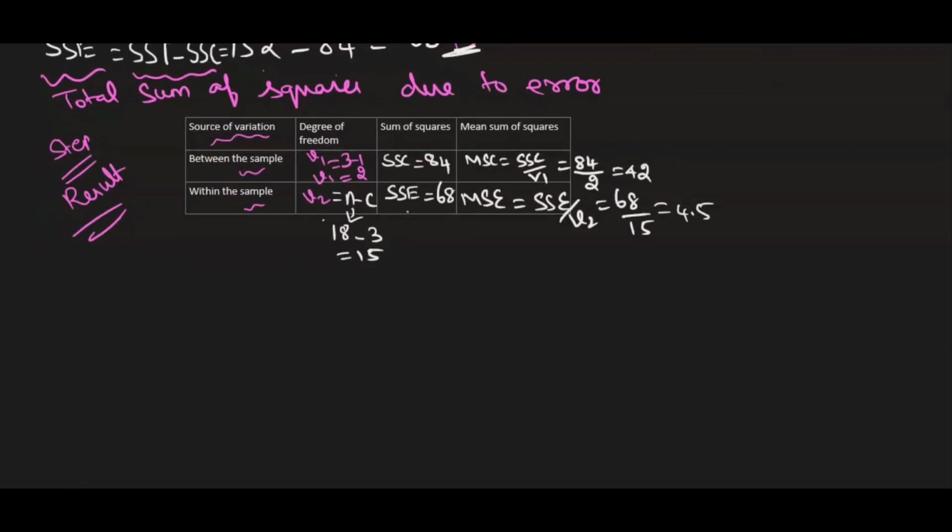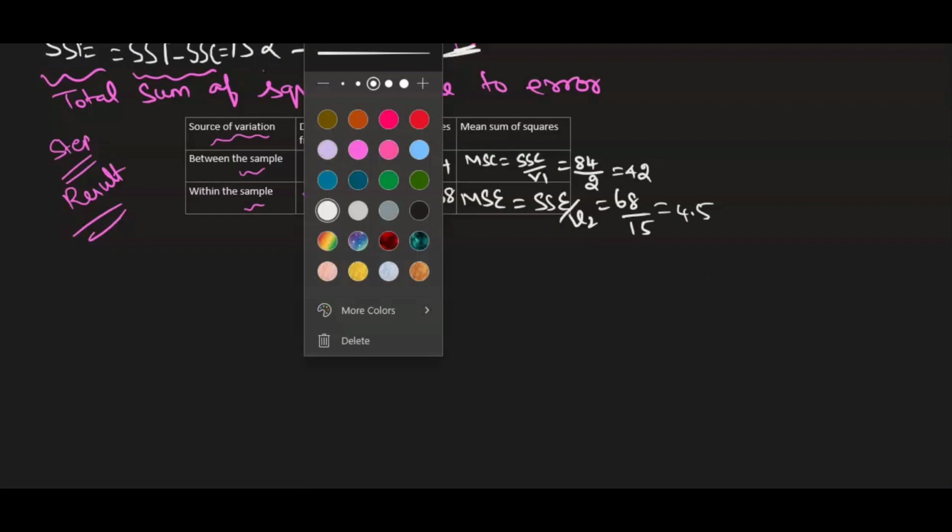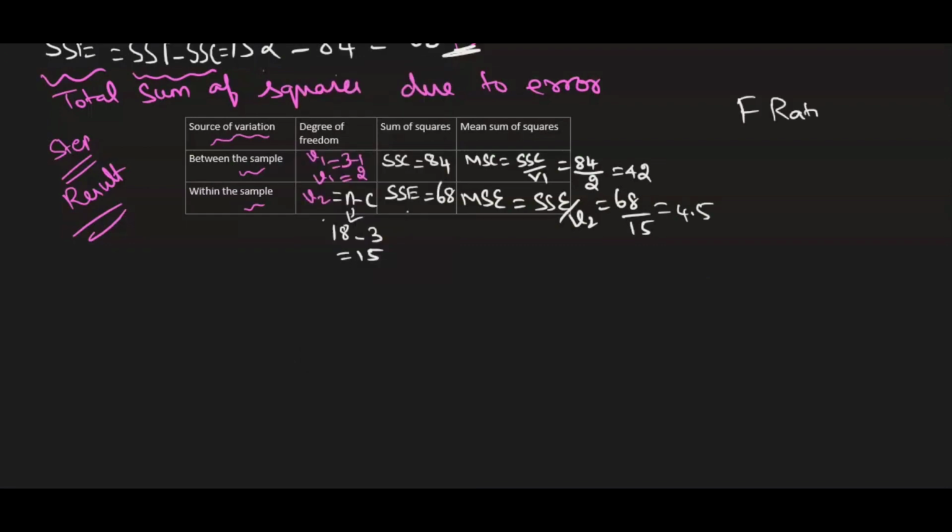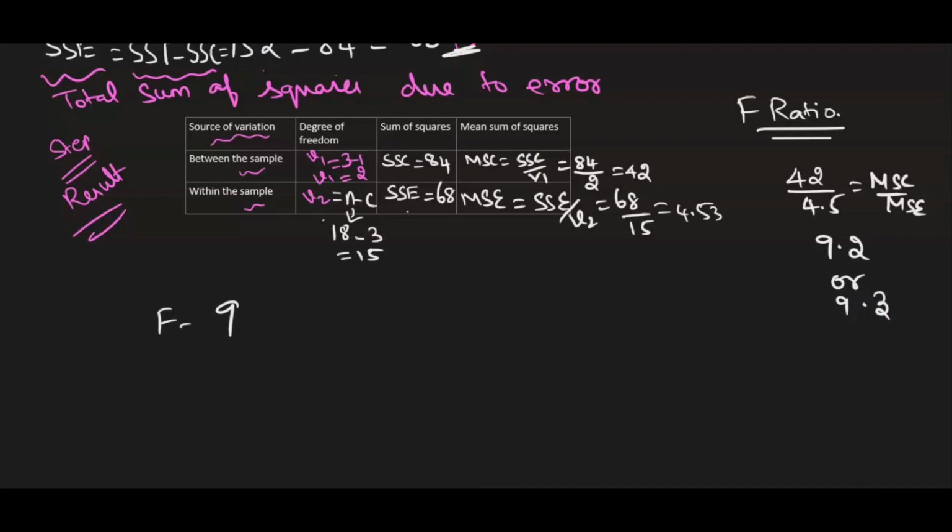So your F ratio is nothing but this value, 42 divided by 4.5. That is, the formula is MSC by MSE. If you use 4.533, you will get 9.2 something, or if you truncate this as 4.5, you will get 9.3. Whatever it is, this value is your F ratio, say 9.3. Now I have to check whether it is greater or lesser than your 5% critical value.